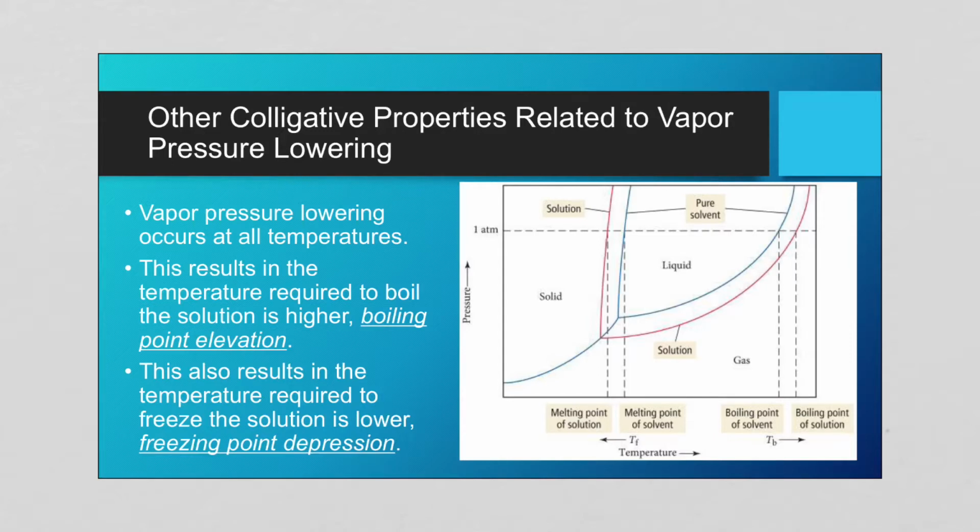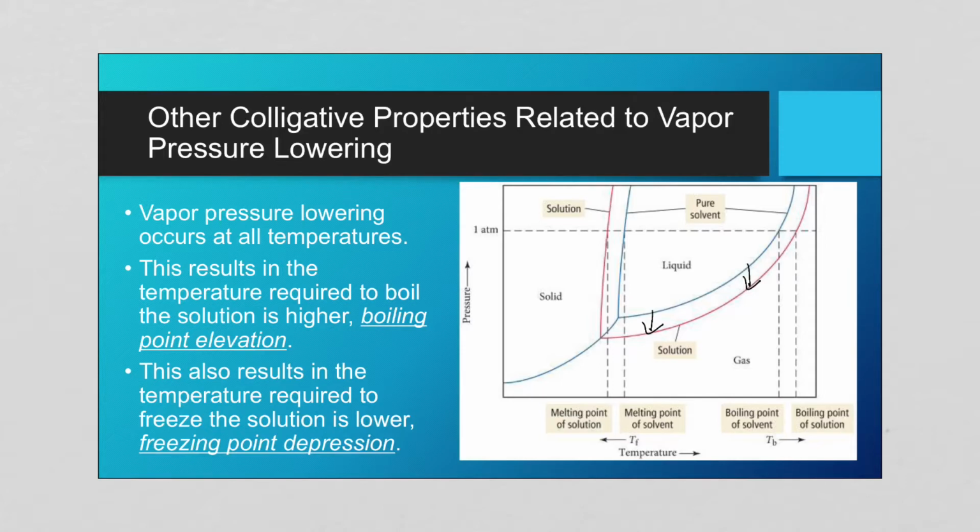So if we think about what lowering the vapor pressure does, right? It happens at all temperatures. So the vapor pressure gets pulled down at all temperatures. So that means the pressure is lower for the solution versus the solvent at all temperatures. So if we put this in terms of a phase diagram, what we see is the vapor pressure curve, and therefore the fusion curve as well. Everything gets dragged down, right? The pressure gets dragged down.